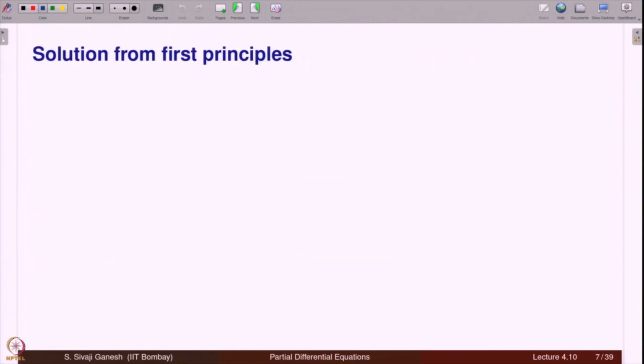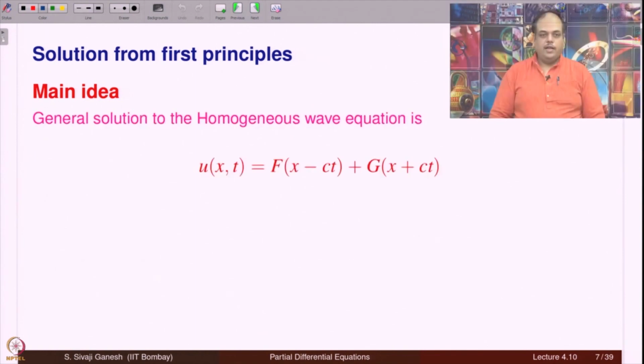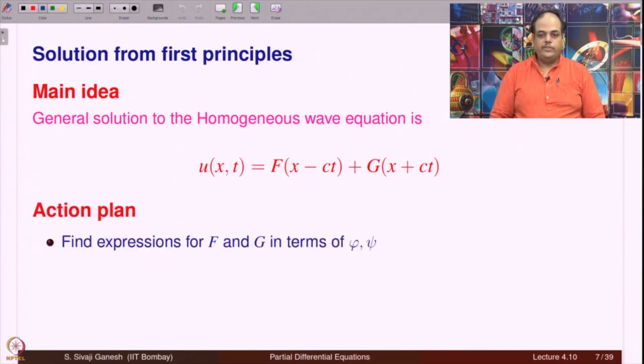Now, what is the solution from first principles? The idea is that u of x,t is given by f of x minus ct plus g of x plus ct. So, the plan is to find what these functions are, f and g. Of course, we want to solve the initial boundary value problem which is given by phi and psi. Therefore, for f and g we want to get an expression in terms of phi and psi.